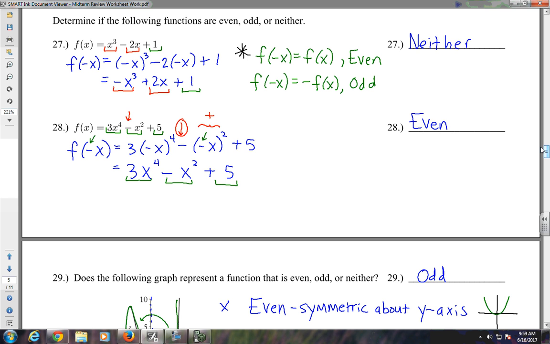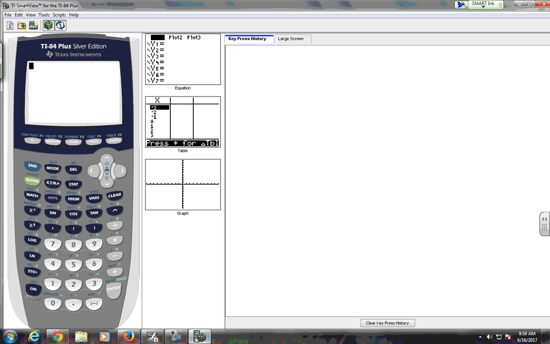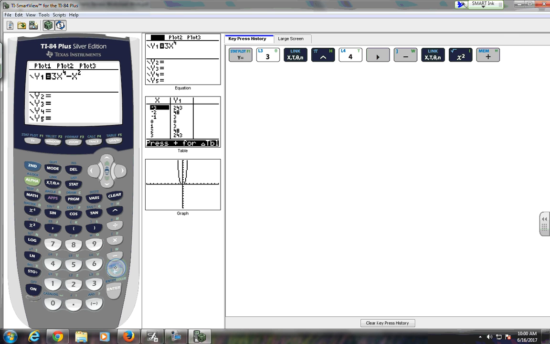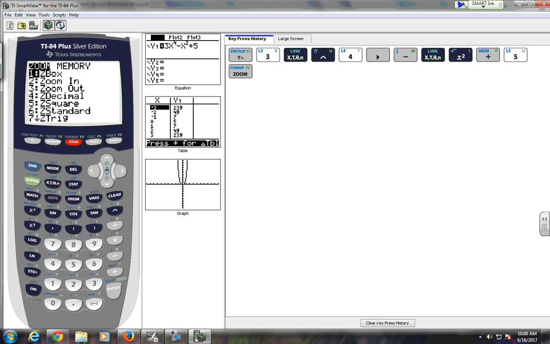Okay, you can go back to the other two right here and check those with your calculator. Let me demonstrate number 28. If we go to y equals on our calculator and we type in our function, which is 3x raised to the fourth power minus x squared (you can use the square shortcut, or caret 2), and then plus 5. And I look at this in the standard viewing window, which, by the way, if you press zoom number 6, we'll all be looking at the same viewing window.